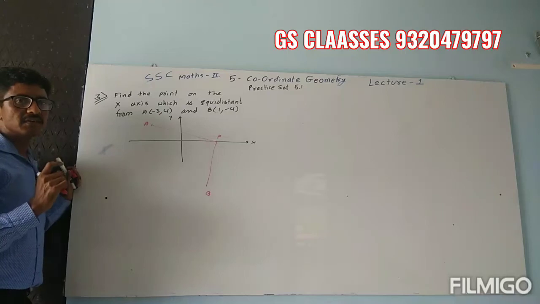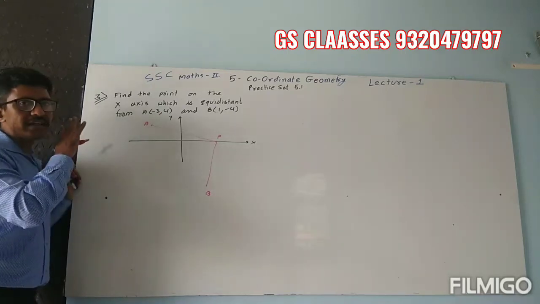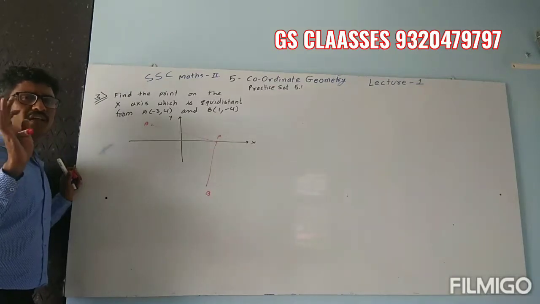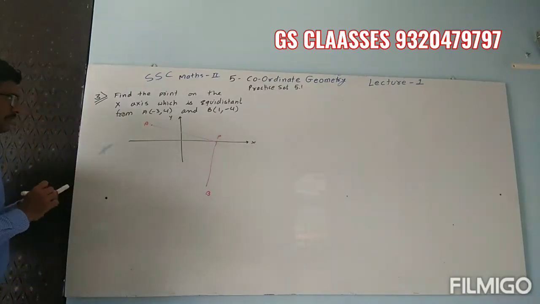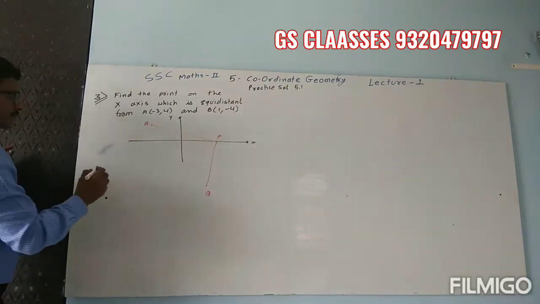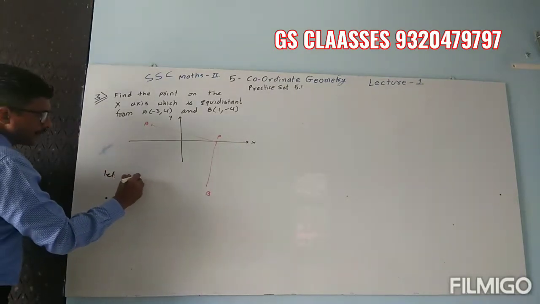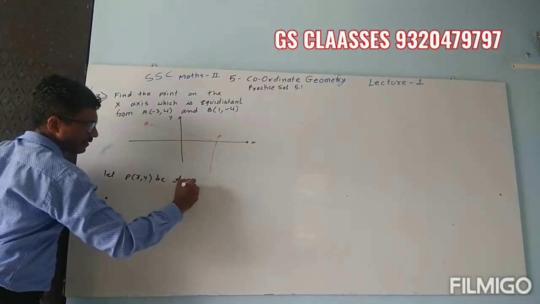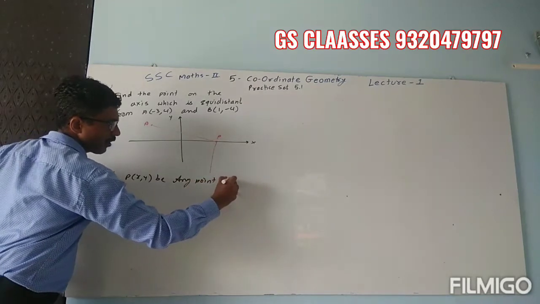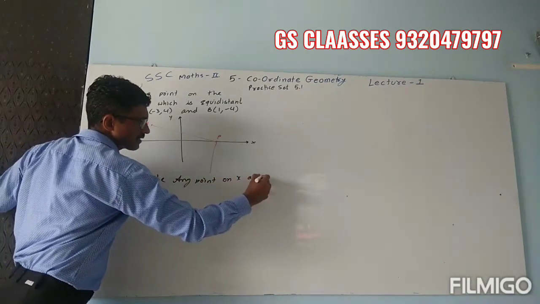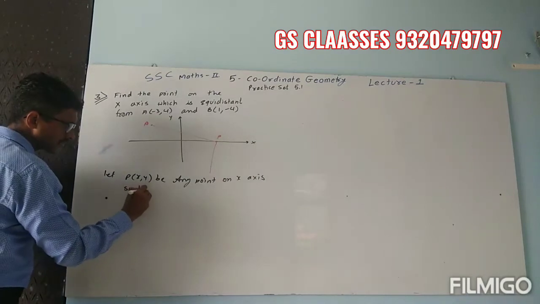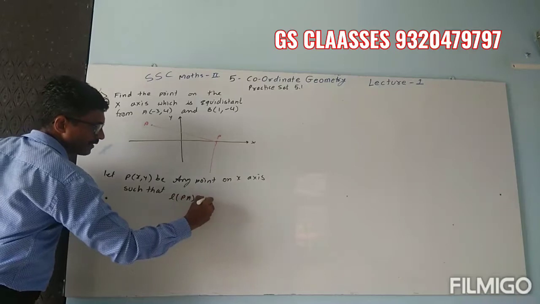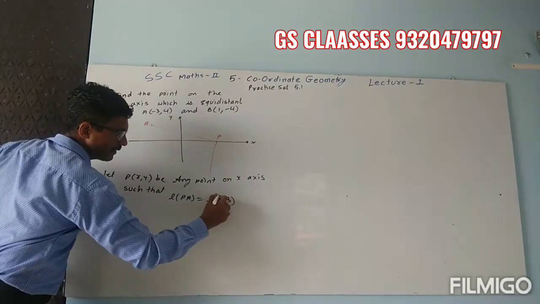Now children, there is no need to draw the diagram. Without the diagram we can solve it very easily. Just you say, let P(x, y) be any point on the x-axis such that length of PA equals length of PB.